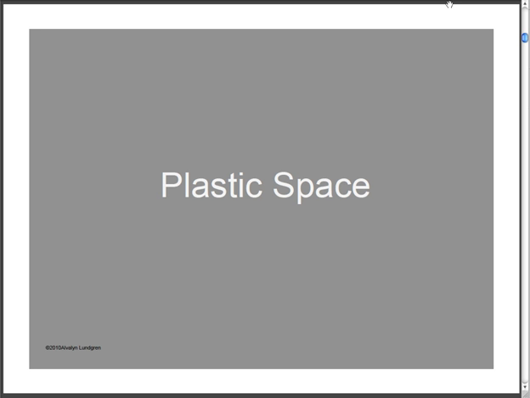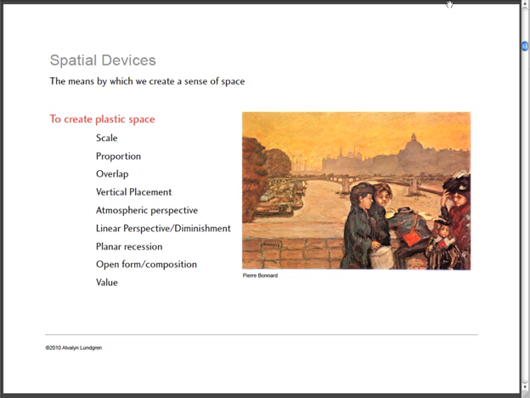Each type of space that we deal with two-dimensionally has what we call devices, and devices are the specific means by which we create a sense of space. To create a sense of plastic space, we use devices, some of which we've kind of touched on previously, but we'll define them a little further here. And they include things on this list: scale, proportion, overlap, vertical placement, atmospheric and linear perspective, planar recession, open form composition, and value.